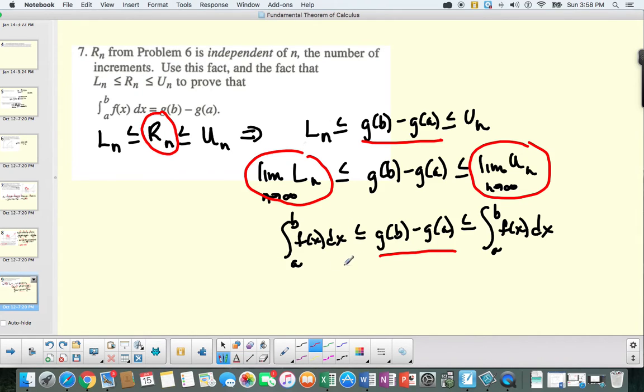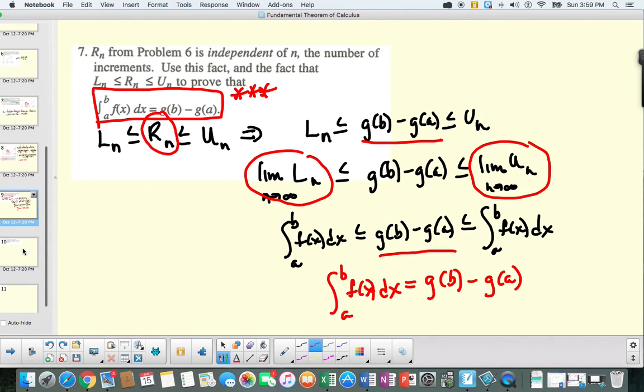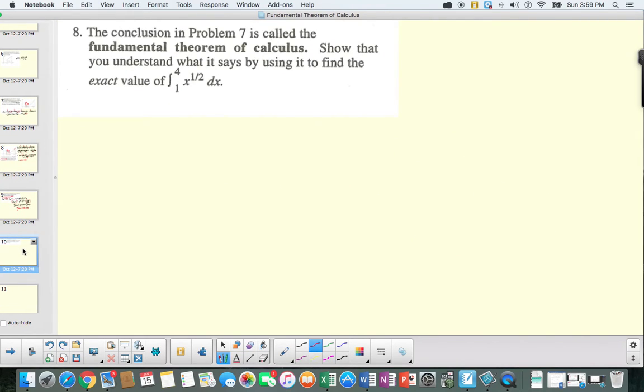So the conclusion is, we can say that the integral from a to b of f of x dx, that area under the curve, will be the antiderivative evaluated at the upper limit minus the antiderivative evaluated at the lower limit. And that's what this is saying. This is huge. Double star, triple star. Okay, so how does that look in an example?